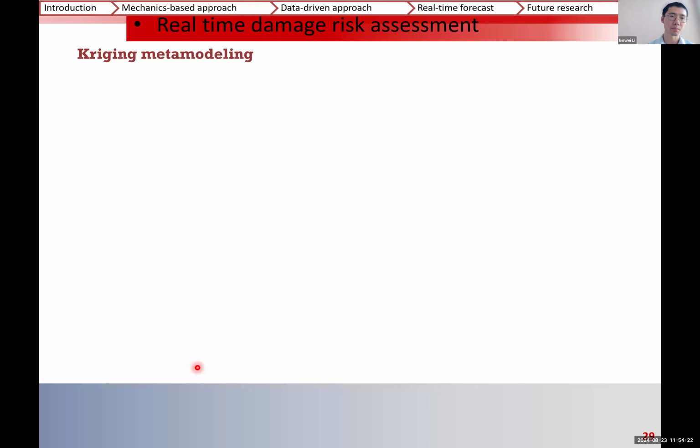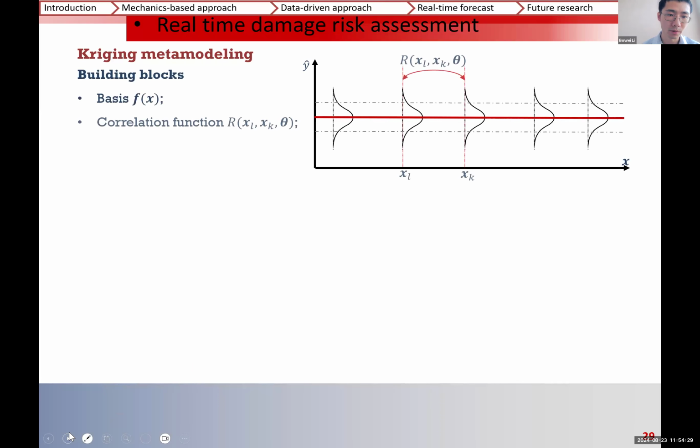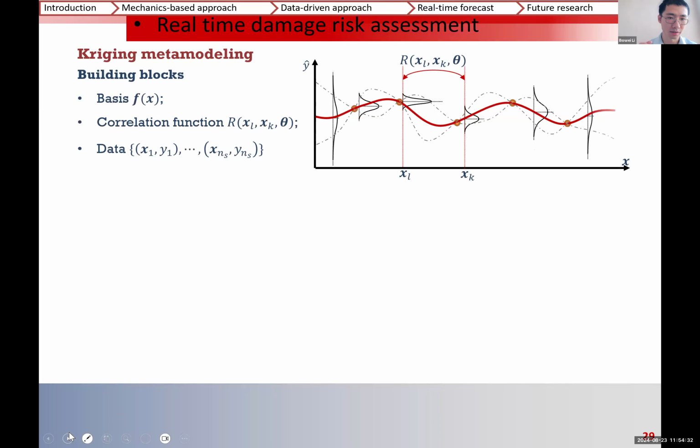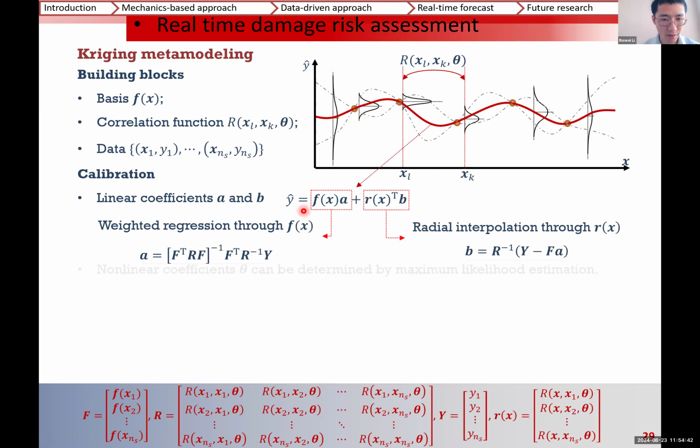It is a Kriging meta modeling here. So the Kriging essentially is a Gaussian process conditioned on the data points that we have. Once you condition the Gaussian process on the data points, then you will have a predictor here. The first part of the predictor is actually the weighted regression part to capture the global trend, and the second part is like a radial interpolation to capture the local features that the data have.